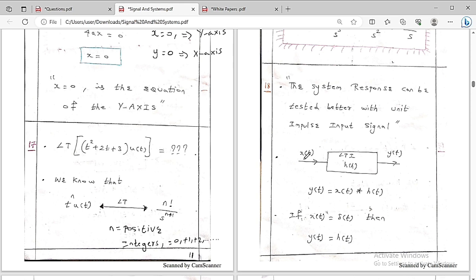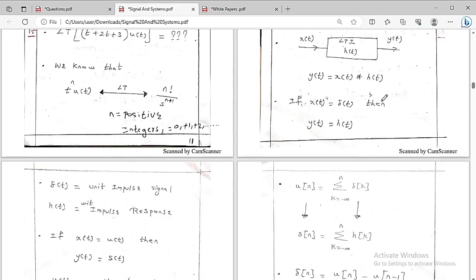Suppose we give x of t as the input and h of t is the unit impulse response, then what is y of t? Y of t is equal to x of t convolution h of t. If x of t is equal to delta of t, then what is the value of y of t? It is nothing but the unit impulse response h of t. This one I already told you.